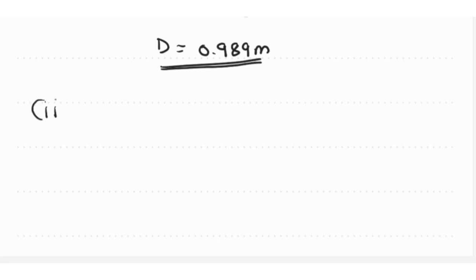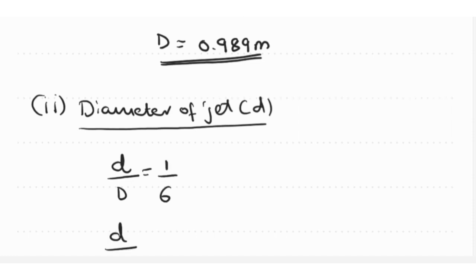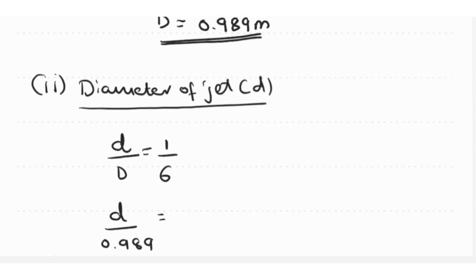That is diameter of jet, denoted as small letter d. So d by D is given as 1 by 6. So d divided by capital D is equal to d by 0.989 is equal to 1 by 6. Therefore diameter of jet d is equal to 0.165 meter.